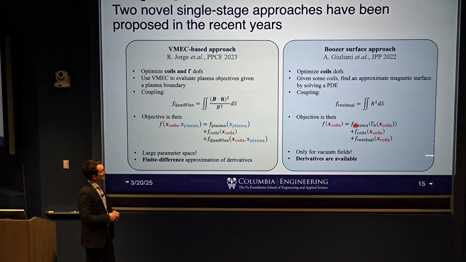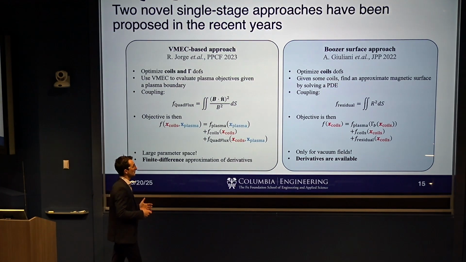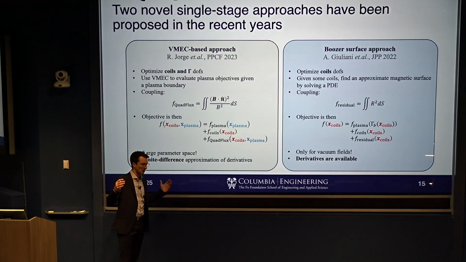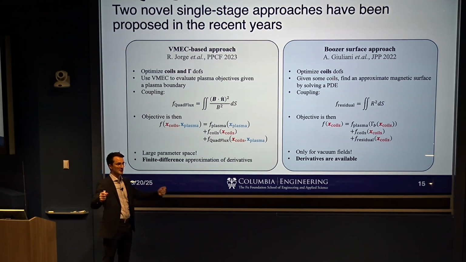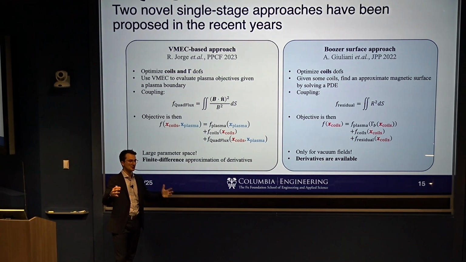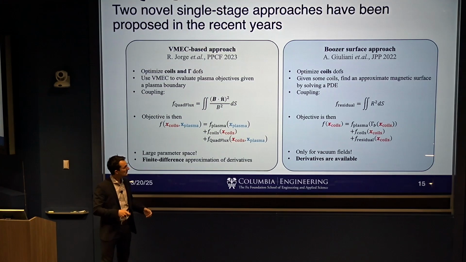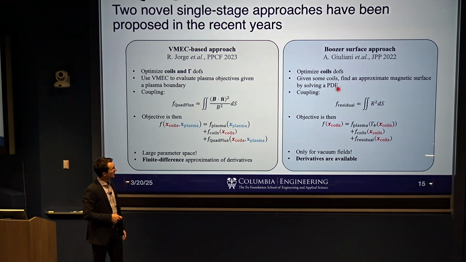So for the Boozer surface approach, now we are going to optimize only the coils degrees of freedom, so we have a smaller parameter space. And then for a given set of coils, we are going to solve a PDE in the least-squares sense. And the solution of this PDE is giving us a magnetic surface in the field generated by our coils. The coupling is given by the residual of this PDE.